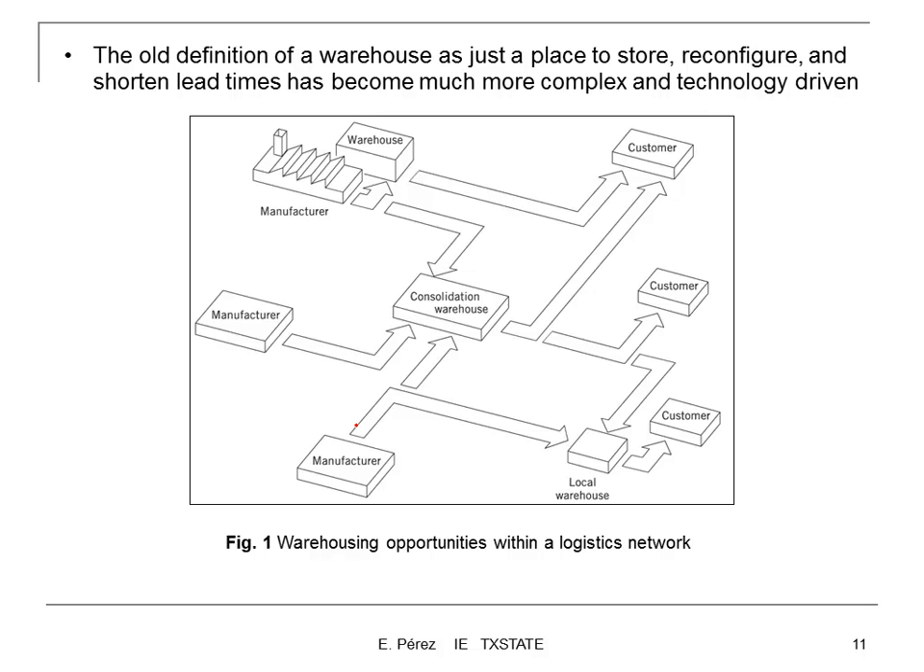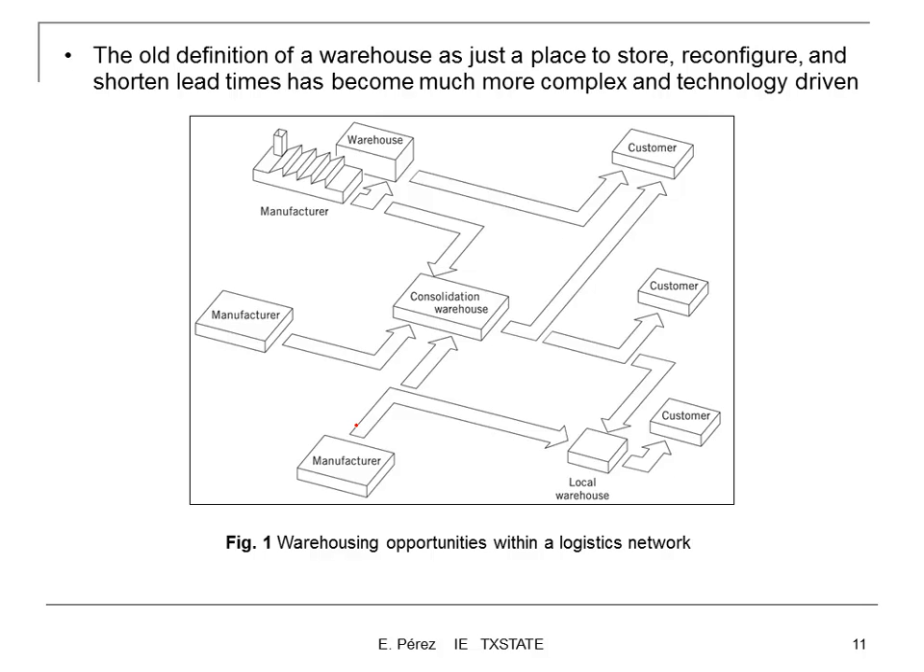And so this picture is coming from your textbook. It is trying to give you a perspective of all the opportunities that you can have in order to improve the operations of your warehouse, by showing you all the entities that are involved in your warehouse operations. So the old definition of a warehouse as just a place to store, reconfigure, and shorten lead times has become more complex and technology driven.